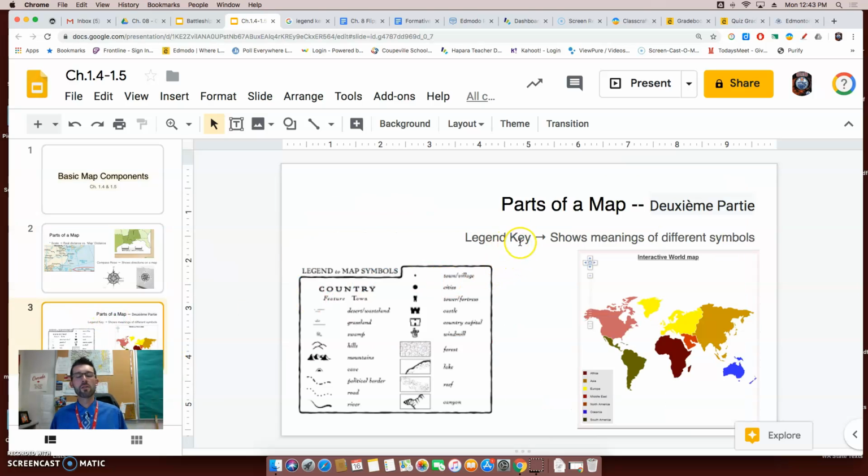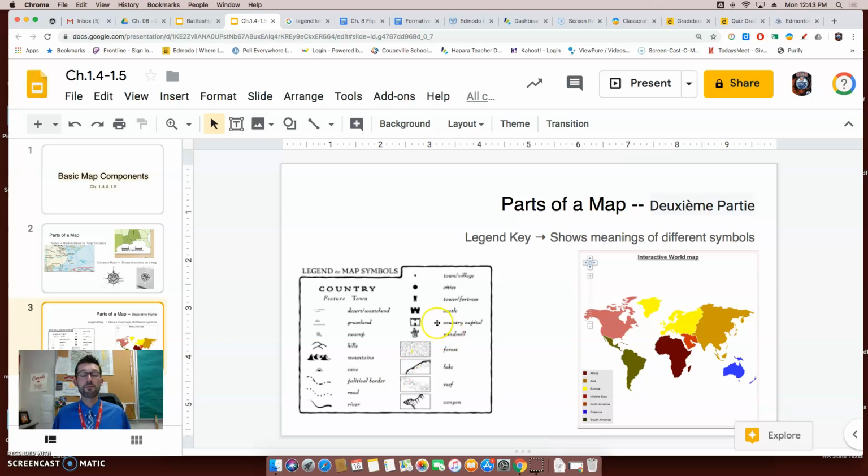Lastly, I want to talk about the legend key. Or they might just be called the key, or just the legend. Now the legend, or the legend key, or the key, shows what different symbols mean on a map. For example, we look at this map here of the world, and we notice that the continents are colored in different colors. Well, the key would tell us what each color represents, such as yellow stands for Europe. Blue stands for Oceania, which is Australia and New Zealand.